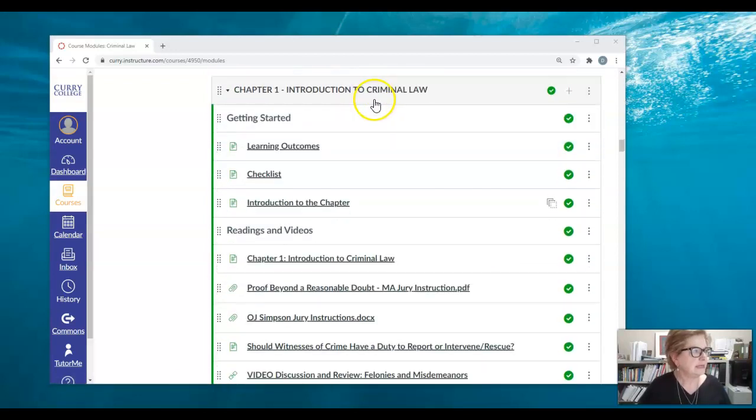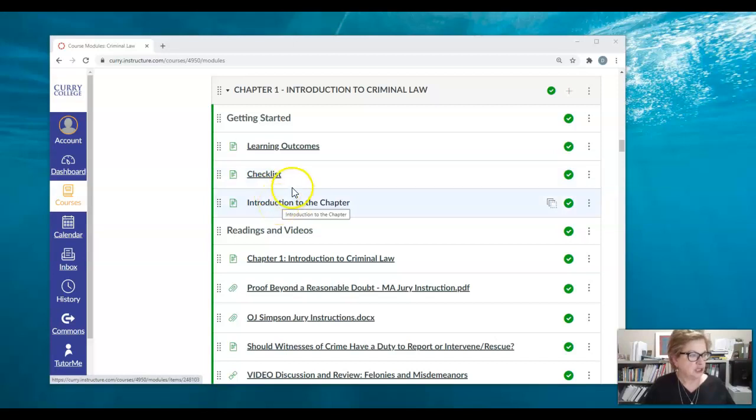Okay, so here you see chapter 1, the learning outcomes, the checklist. That's what I was thinking of that I couldn't quite remember at this point. The checklist is here. That will have what's due for each class. The second option is to use the course schedule in the syllabus.